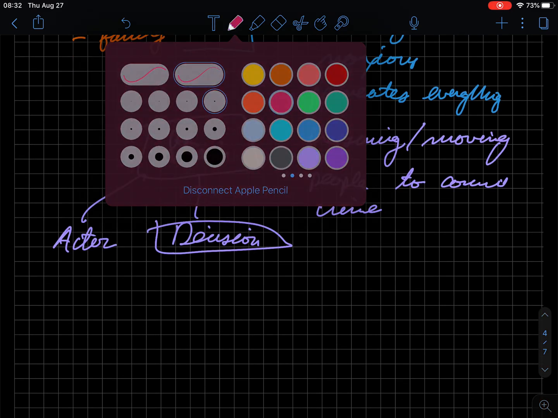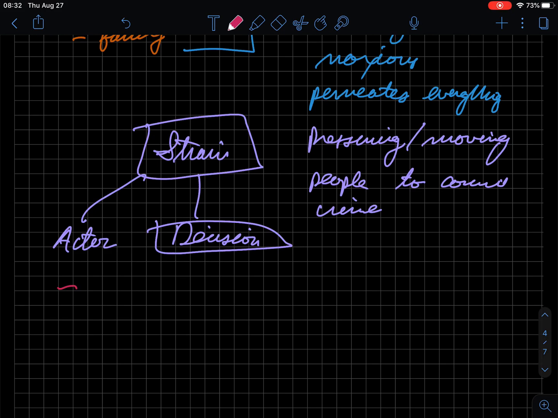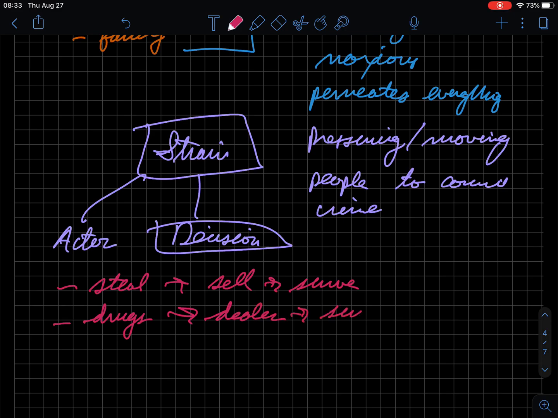So if you think about this, it could be a reason why you steal. You steal because you can't get a job, or there's poor opportunities, there's a lack of education, and so on. You steal in order to sell, in order to survive. Or it could be that because there's a poor opportunity in certain areas, you could get some drugs and then become a dealer and then survive.